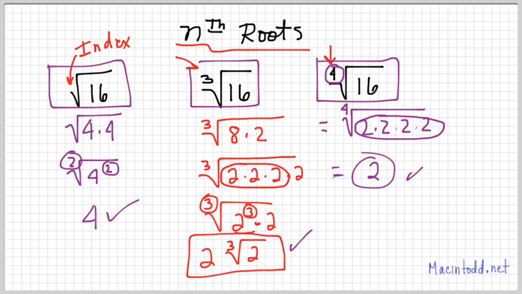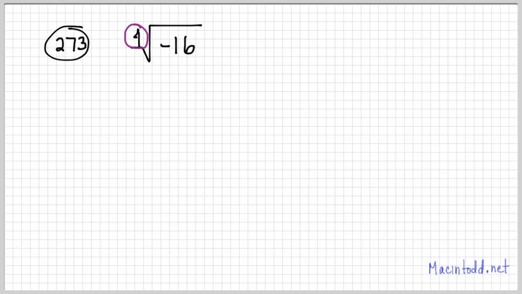So let's look at some of the homework problems so you can see how to do these things. The first problem, this is number 273. It's asking what's the 4th root of negative 16, and right away some alarm bells go off, because I've got to multiply 4 things together and get a negative answer.